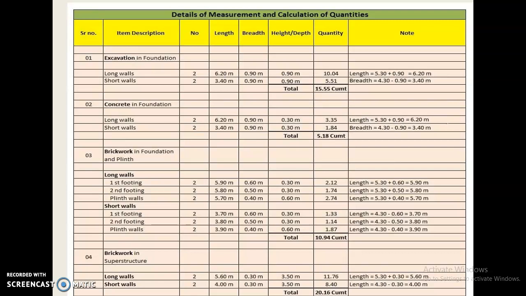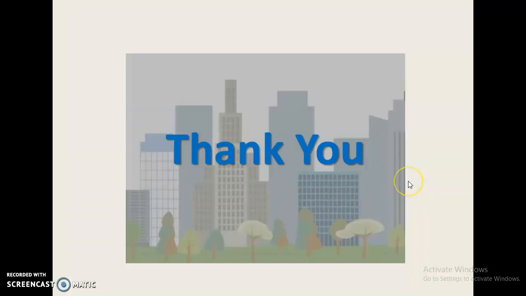Once you get the original length of the long wall and the short wall, then you need to add the width of the respective item of work to the long wall and deduct the width of the respective item of work from the short wall. You will get the actual length. Once you get the actual length, then you multiply the breadth and the height, you will get the quantity. The length of the long wall is found by adding one breadth of the footing to the center length of that footing. The length of the short wall is found by subtracting one breadth of the footing from the center length of that footing.